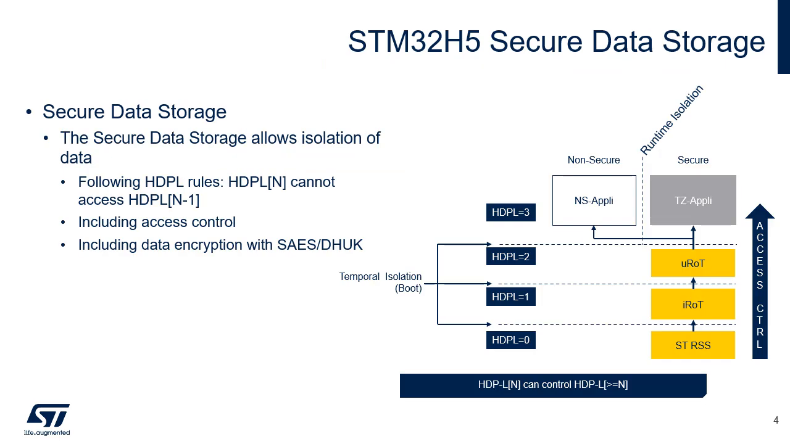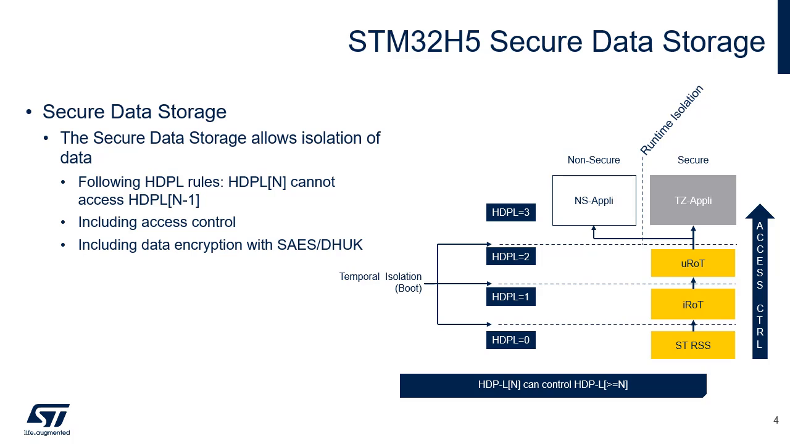This figure explains the temporal isolation based on hide protection levels, or HDPL, which is implemented as a monotonic counter. It can only be incremented. The various programs involved in boot time and runtime are presented on the right chronologically from bottom to top: the ST Root Secure Service, or RSS, the ST Immutable Root of Trust, or IROT, the ST Updatable Root of Trust, or ST-UROT, or Proprietary 1 UROT, and the Secure and Non-Secure Applications. Each of these programs is assigned an HDPL.